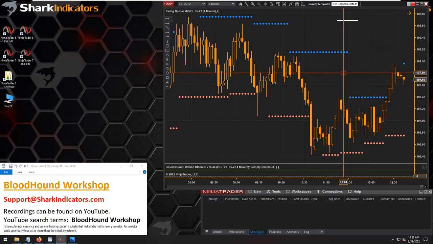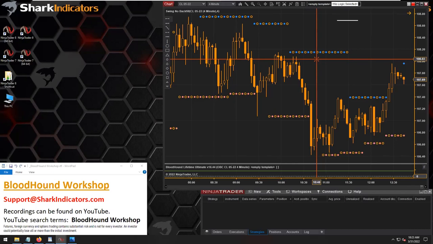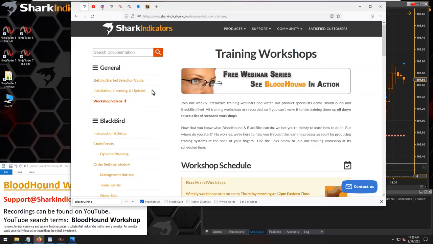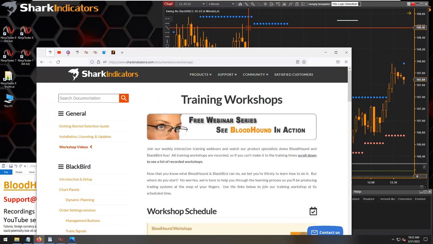That's partially why I got into the room late. I was trying to get this swing no backfill indicator uploaded to a place where you guys can download it. So let's pause right now and let me show you where you can find this indicator. Back in NinjaTrader 7, we also put out a swing indicator that doesn't backpaint, and we just never got around to doing it for NinjaTrader 8.